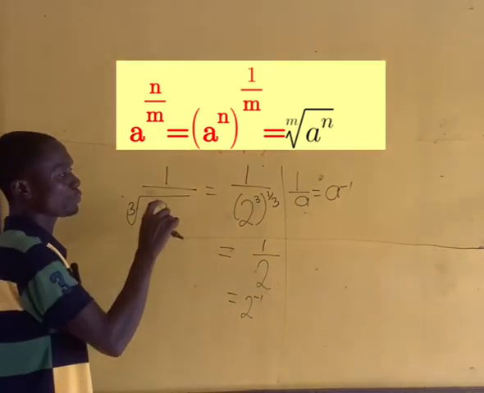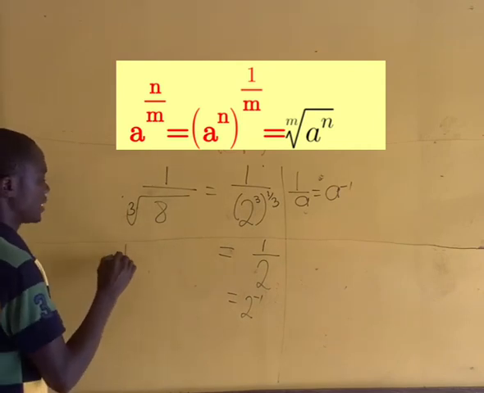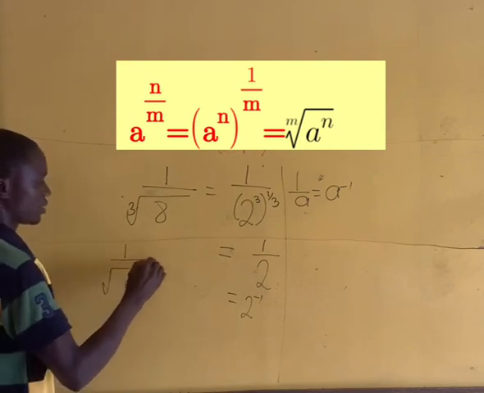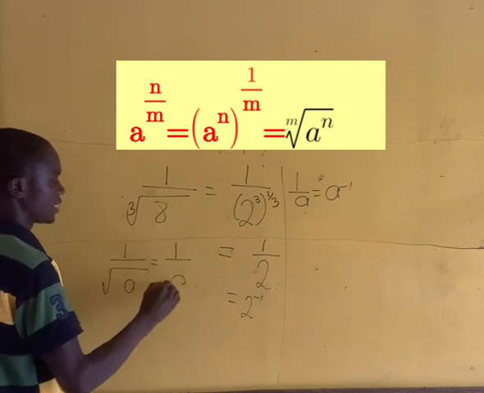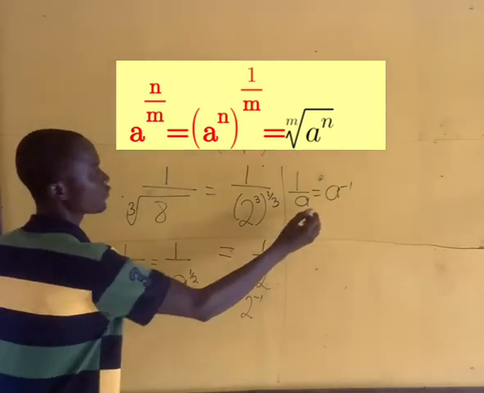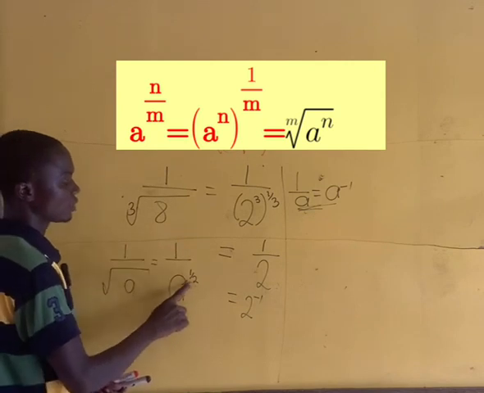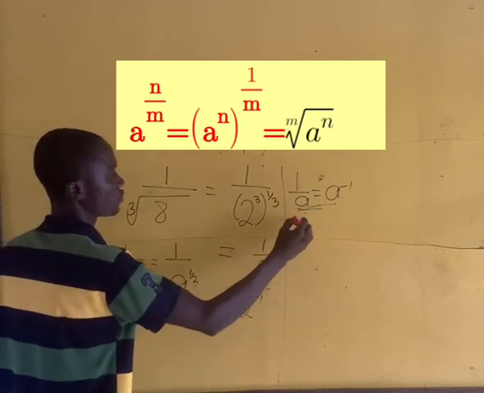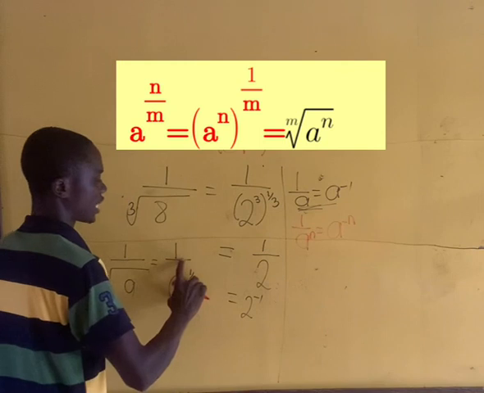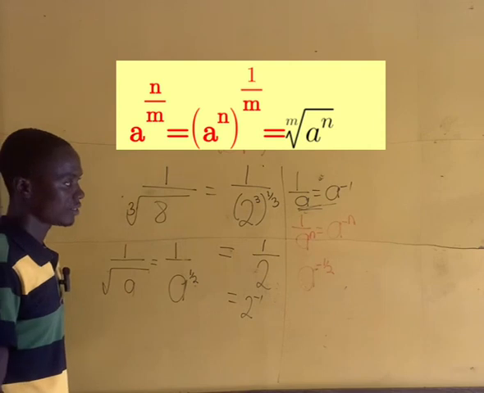Now let us check some property relating to this. Look at this. If I have 1 divided by, let's say, square root of a, then this is the same as 1 divided by a power 1 out of 2, because square root means power half. And from 1 on a power n, we can write a power negative n, and this one as a power negative 1 out of 2 in a very simple way.